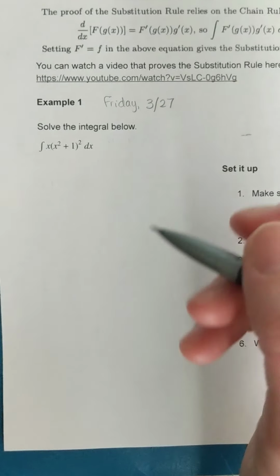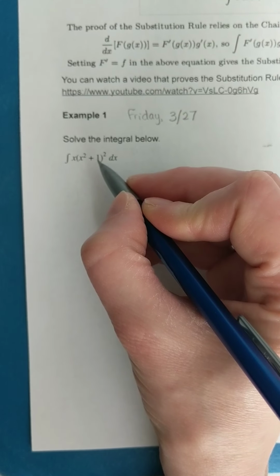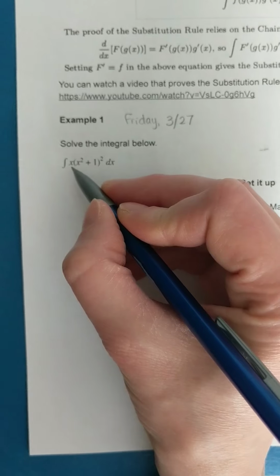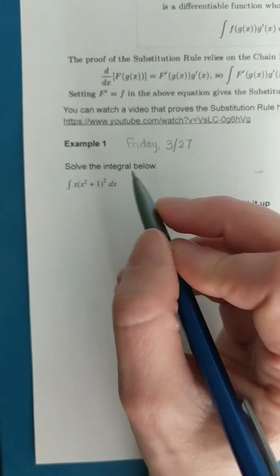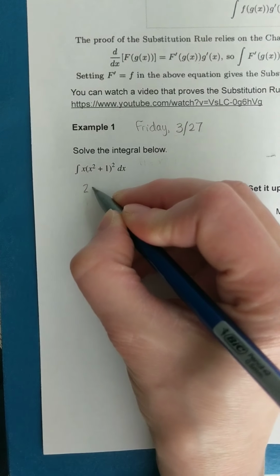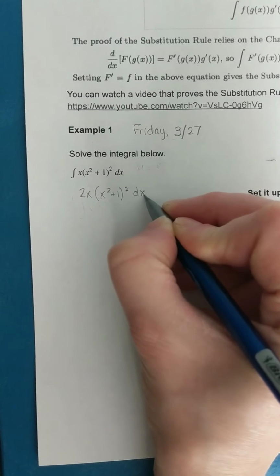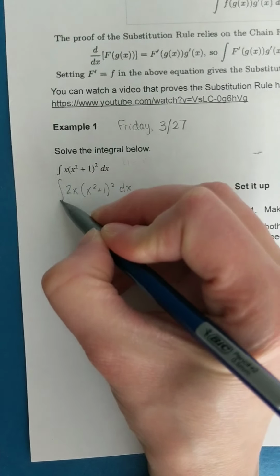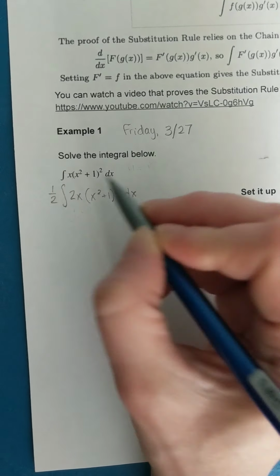So let's take a look at our expression. We have x squared plus 1 is going to be u, and we know that du dx would be 2x. So we have to multiply this by 2. So I have 2x (x squared plus 1) squared dx. And all of that, I need to undo the multiplying of 2, so I'm going to multiply by 1/2.